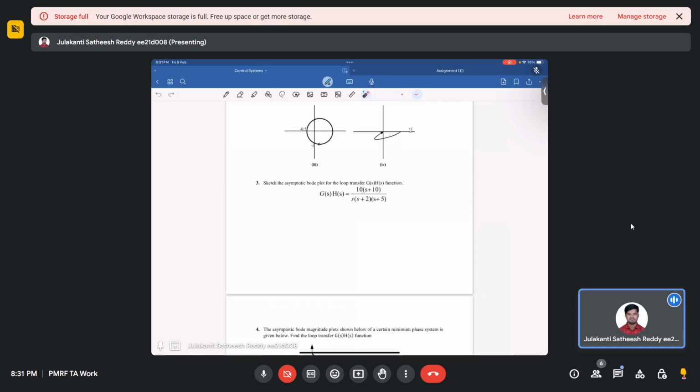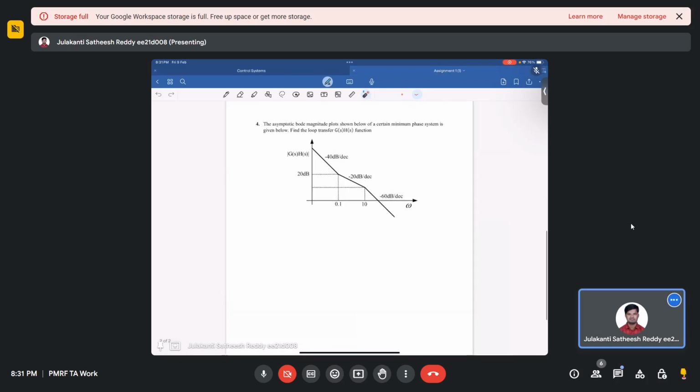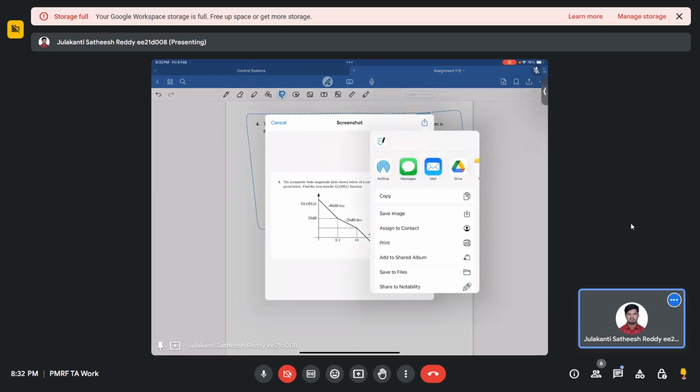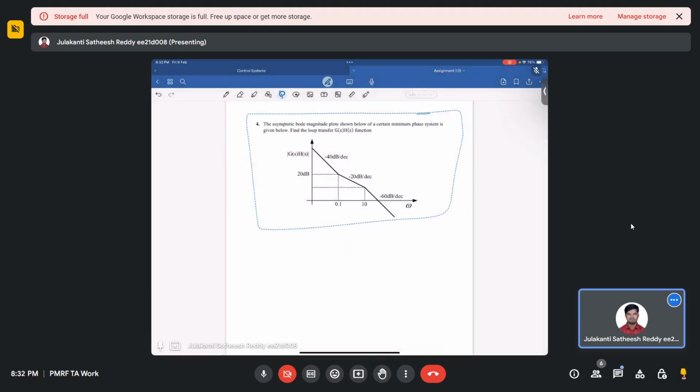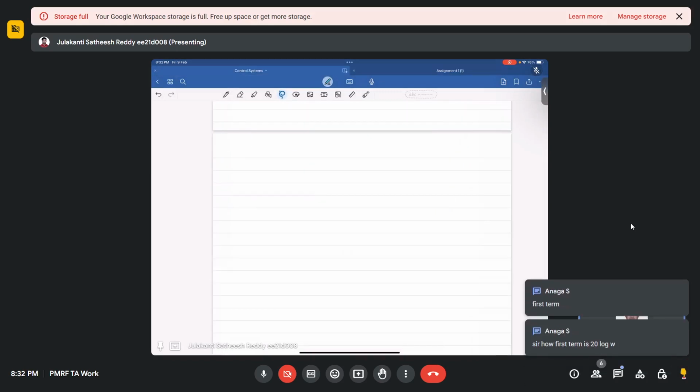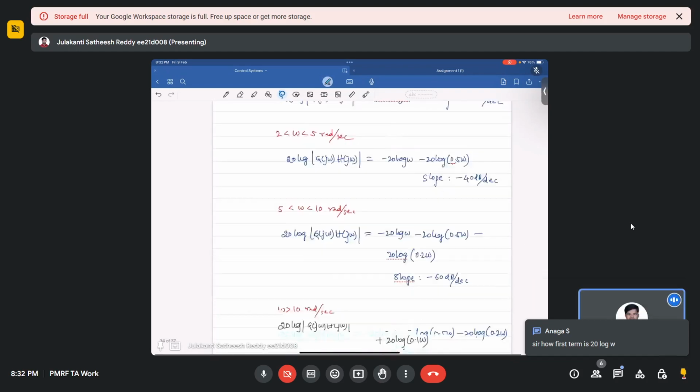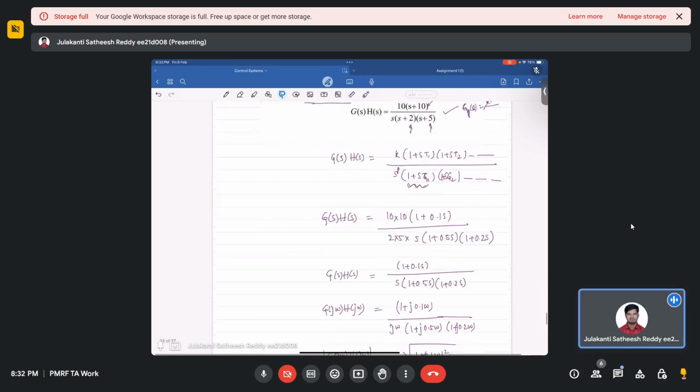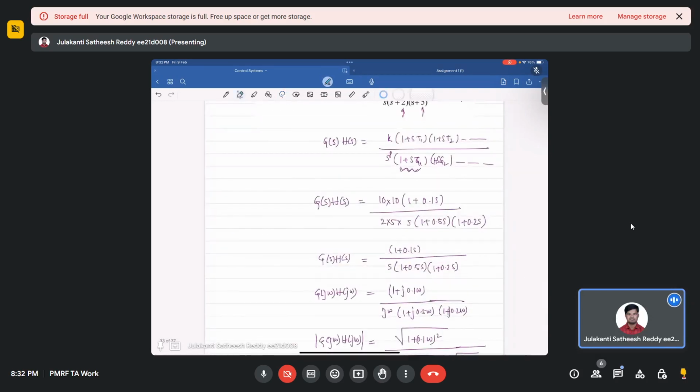Okay, now let's go for the last question. You need to bring out the asymptotic plot. Yeah, please. What is your doubt? How will the first term be 20 log? Okay. Now here you have, yes.